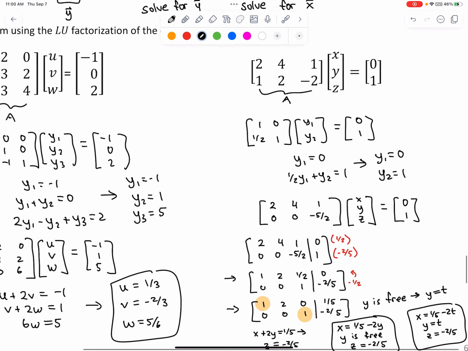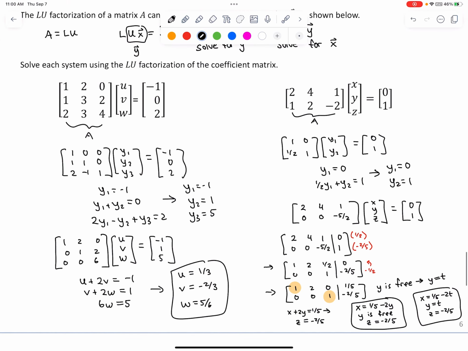Okay, and this wraps up our lesson on LU factorizations and how they are useful in solving systems.